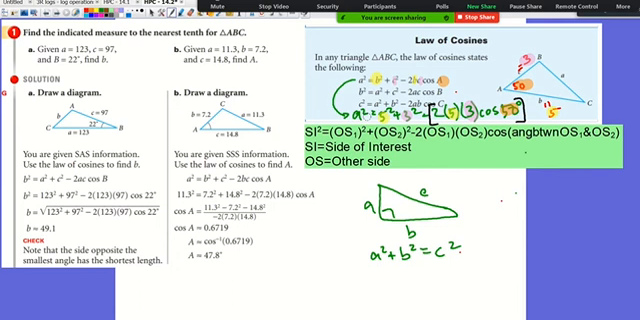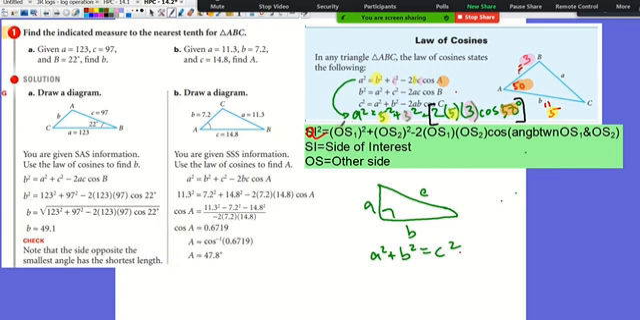So let's use this formula instead of using these 3. We don't always have to try to pick which one to use from these 3. Let's just use this one. SI means side of interest, OS means other side. So let's say we're trying to find little a. That's the side of interest. Other side 1, other side 2, it doesn't matter how you order it. Other side 1 is 3.